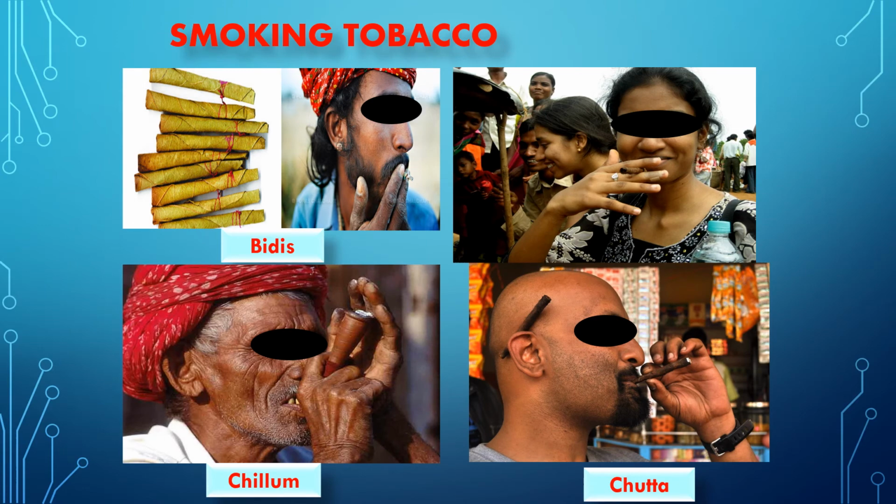Alright, and smoking tobacco, bidis. About 0.2 to 0.3 grams of sun-dried tobacco flakes are hand-rolled in a rectangular piece of tenbuni or tendu leaf and tied with a thread. About 60% of the weight of the bidi is made of the leaf wrapper. And then we have chillum.